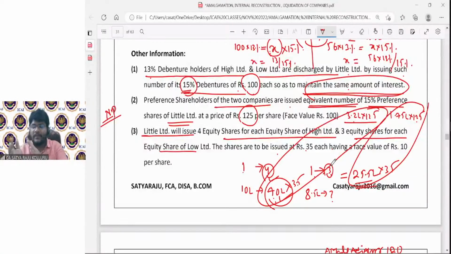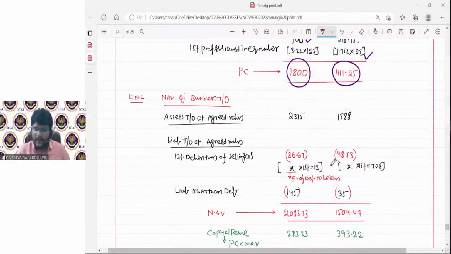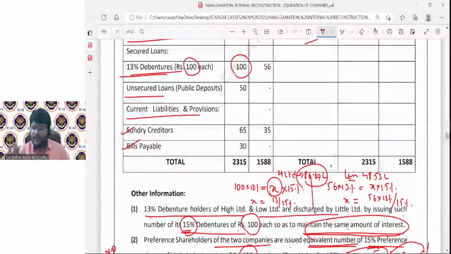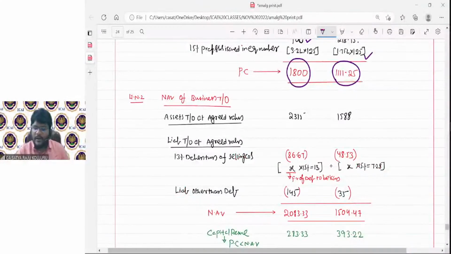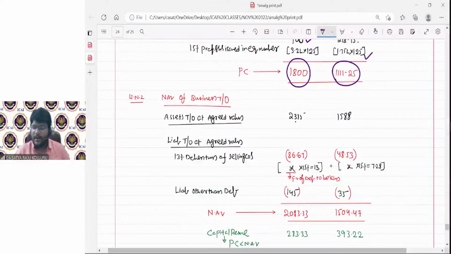While comparing PC with NAV, whether you are getting goodwill or capital reserve, you need to work out. For that purpose, I will calculate the NAV. So this is the NAV of the business taken over. All the assets we have taken over, right? All assets, nothing was mentioned. Sir, at which value were all assets taken over? Nothing was given, which means we have taken over at book values only. That's why, assets taken over at the agreed value, for the given information I considered 23151588.